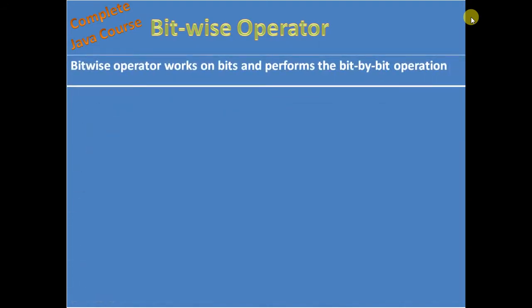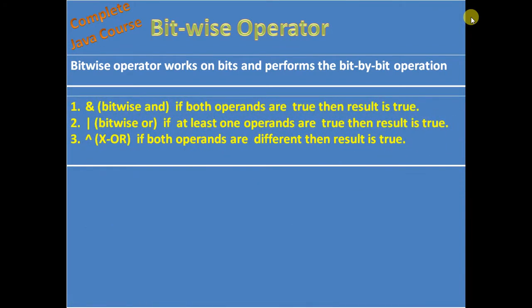Bitwise operators work on bits and perform bit-by-bit operations. Number 1, bitwise AND: if both operands are true, then the result is true. Bitwise OR: if at least one operand is true, then the result is true. Exclusive OR: if both operands are different, then the result is true.